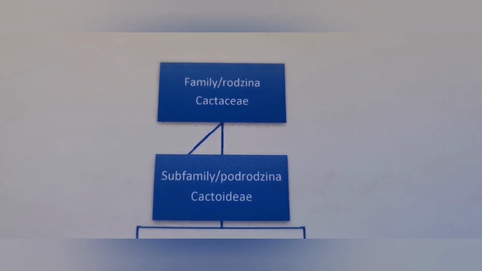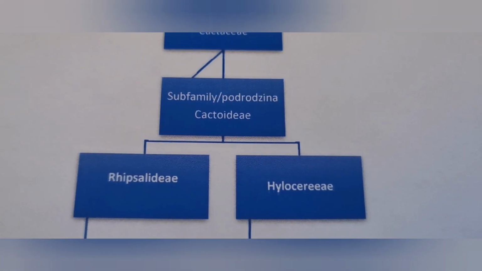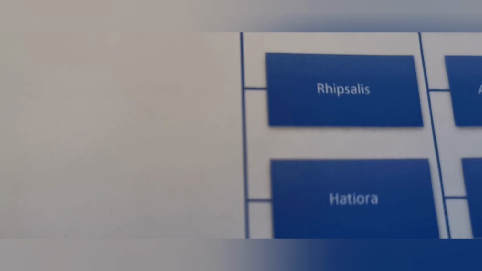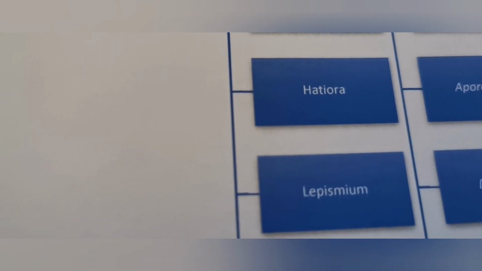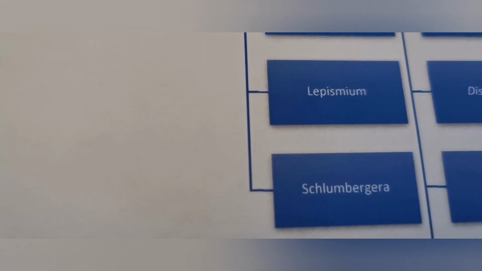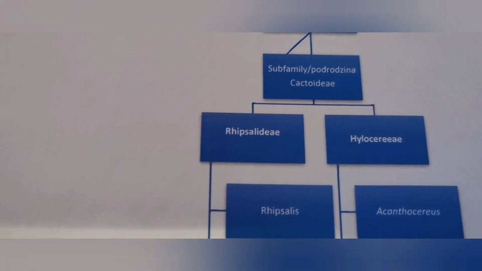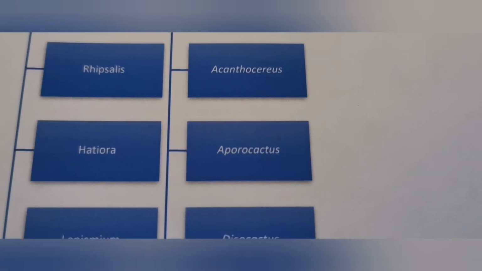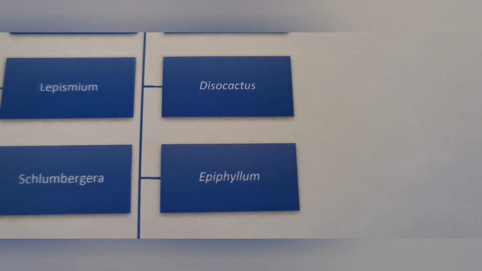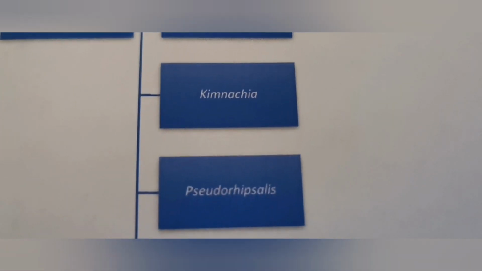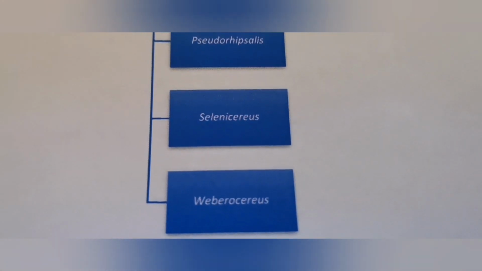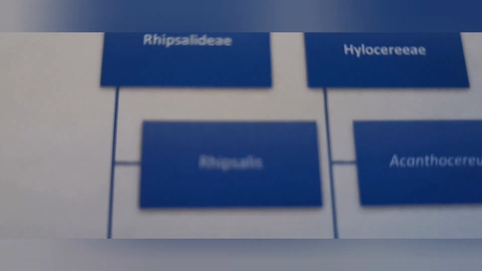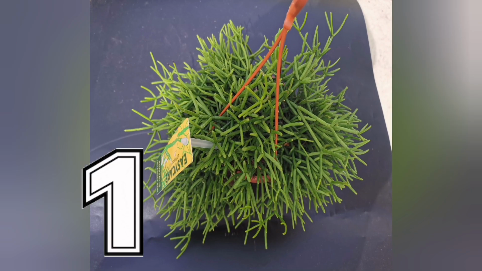Here you can see a really simple schematic of taxonomy. They are in the Rhipsalidae tribe, which can be further divided into Rhipsalis, Hatiora, Lepismium and Schlumbergera. But today we will be talking only about rhipsalis, and the next episode will be about the rest of the Rhipsalidae tribe, including also Hylocereus tribes, where you can find, for instance, Disocactus, Epiphyllum, Selenicereus. Sometimes a plant is first classified into one category and then moved to another. So in my video you will see the names under which I received the plants.